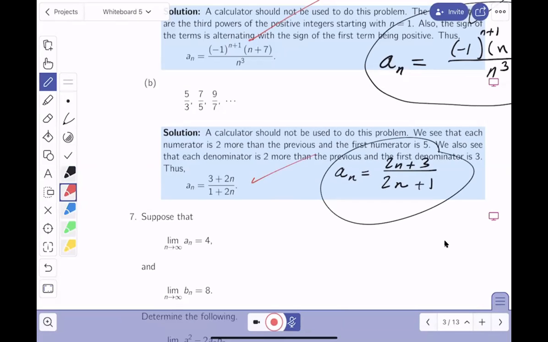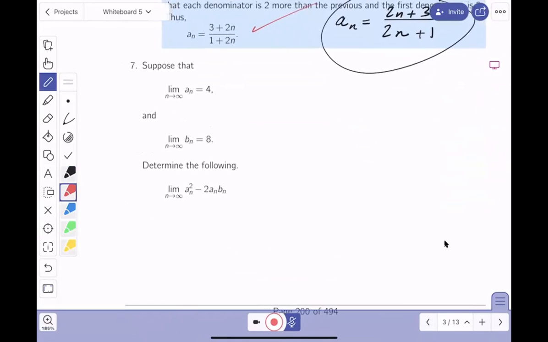All right, so this one says, suppose you're given this limit over here, and as n goes to infinity, where n is an integer, the nth term of a_n goes towards 4, and for b_n, the nth term goes to 8. What do they want me to do over here? I guess use limit laws. So what do you do over there? Well, not that you have to write it down, but this is going to be the limit as n goes to infinity of a_n squared minus 2 times the limit.